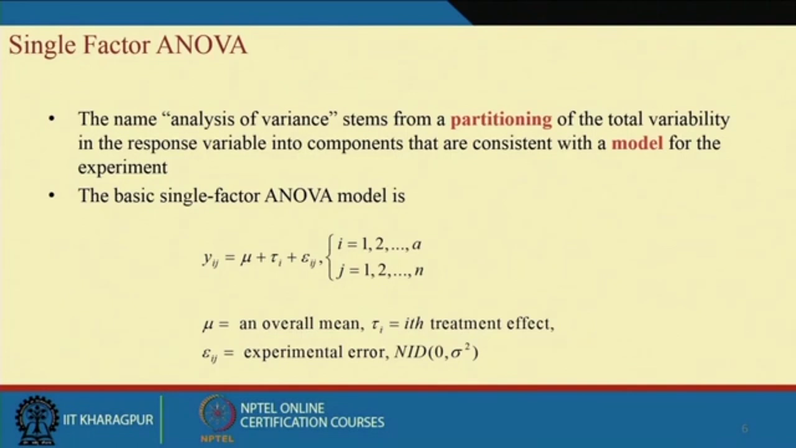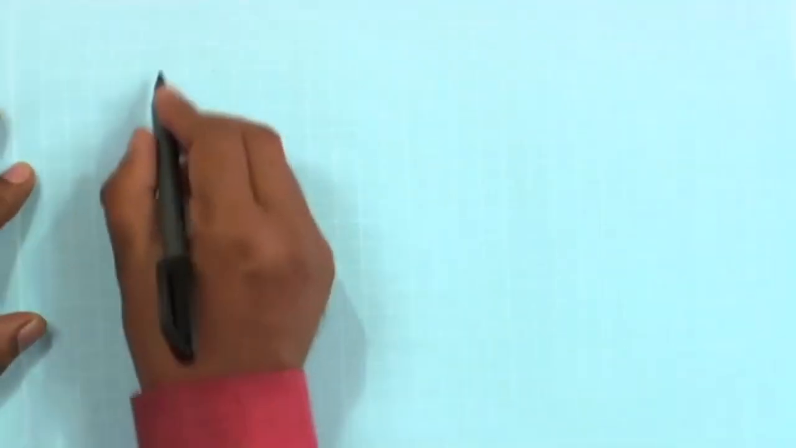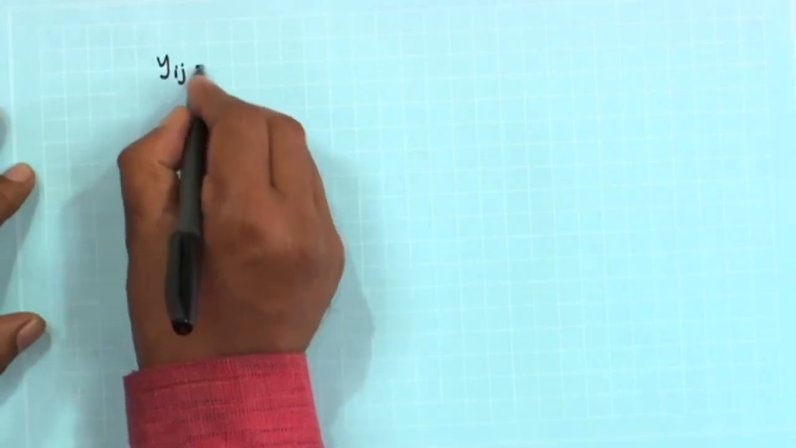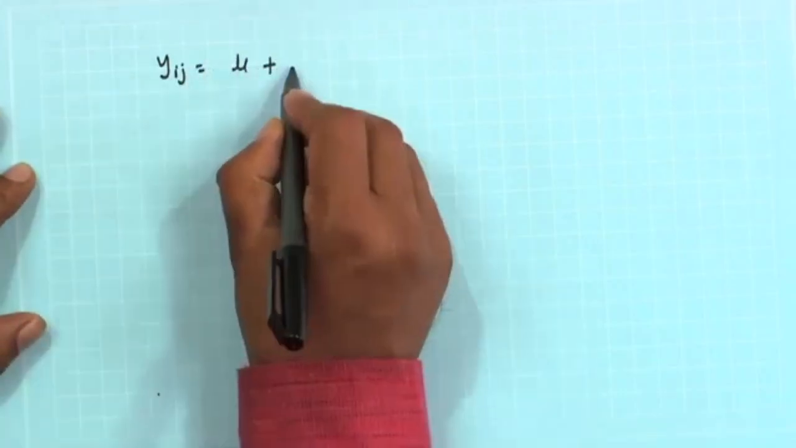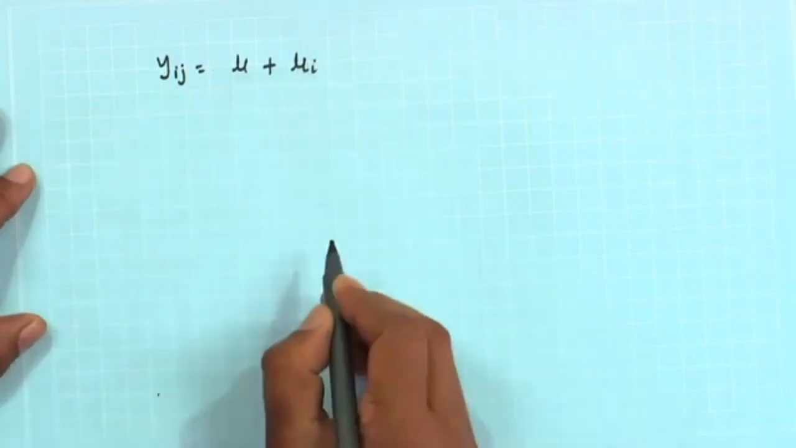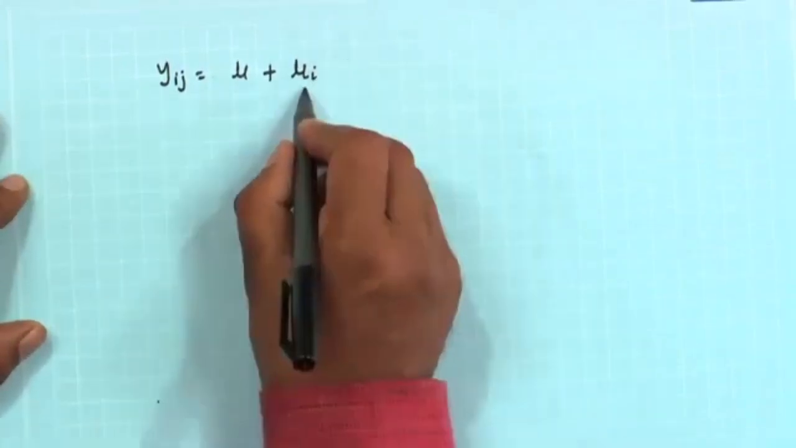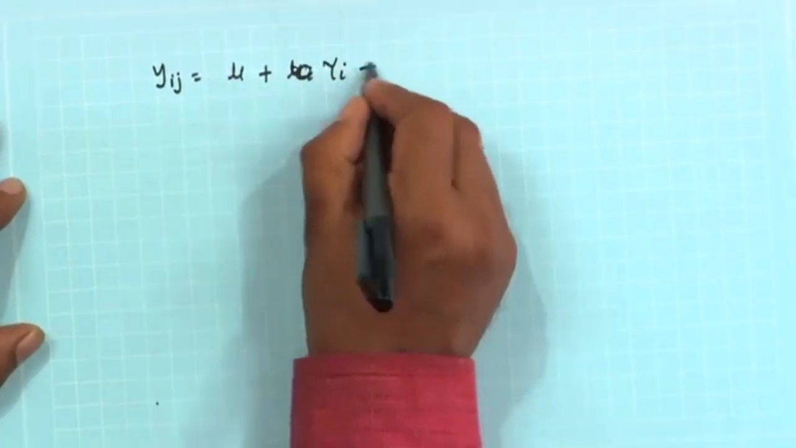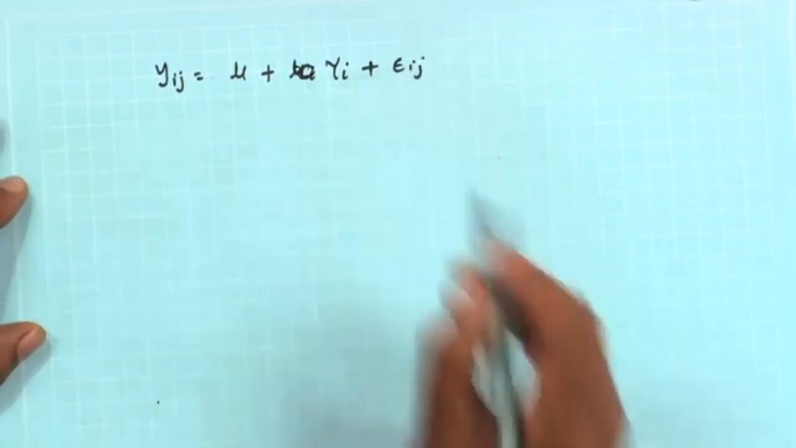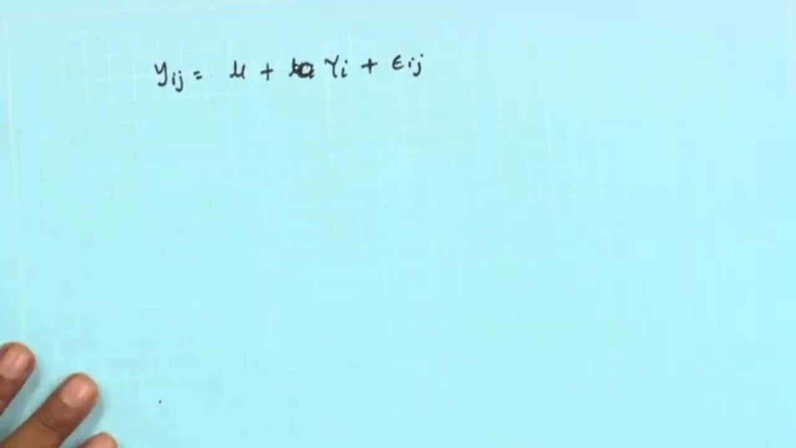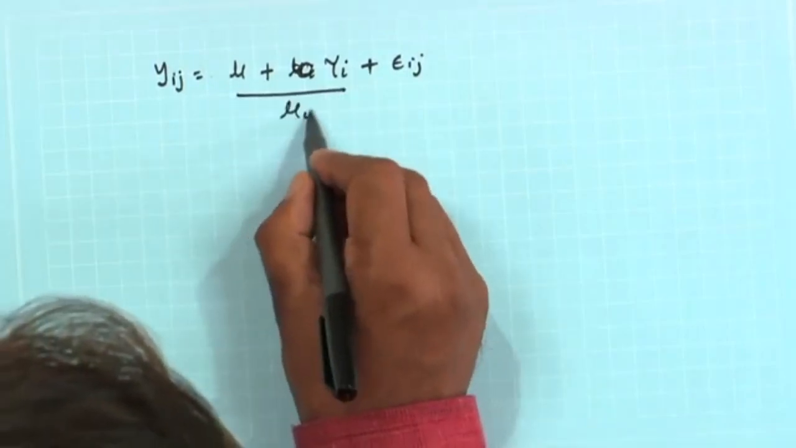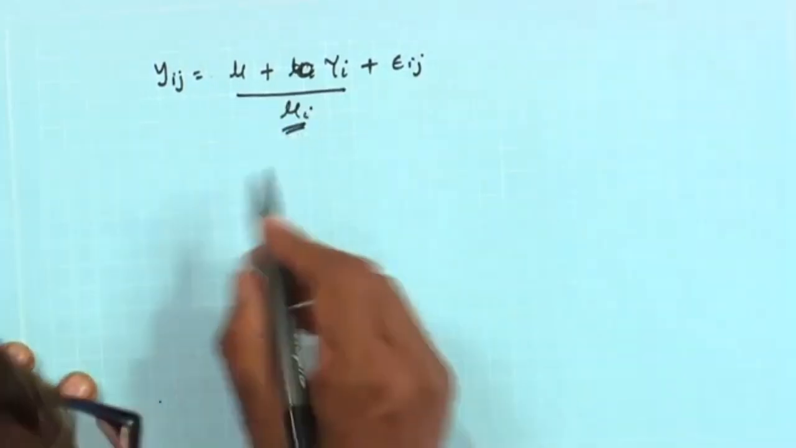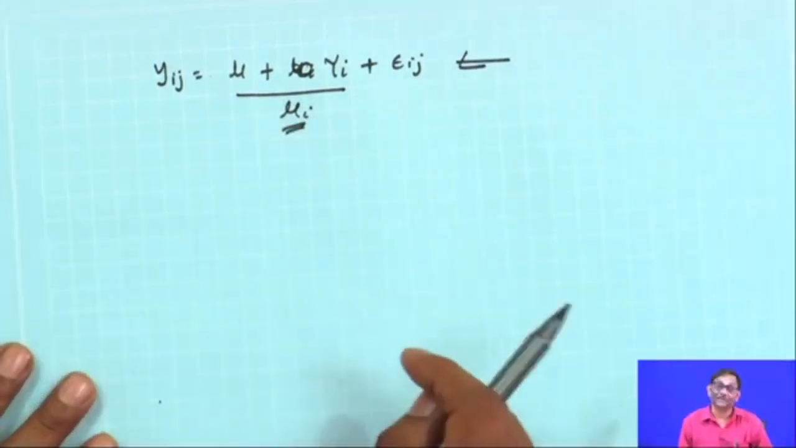So, with this we will now formally define the single factor model. The single factor model will be defined like this: y_ij equal to mu plus tau_i plus epsilon_ij. This is the more general one. So, mu plus tau_i is basically mu_i, that also we can write, but okay, we will start with this mu plus tau_i.